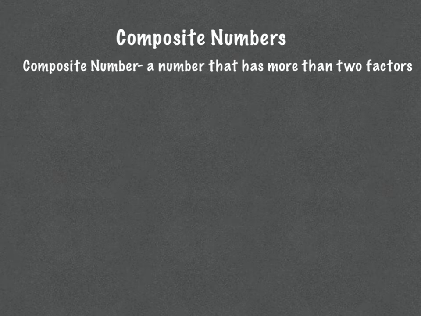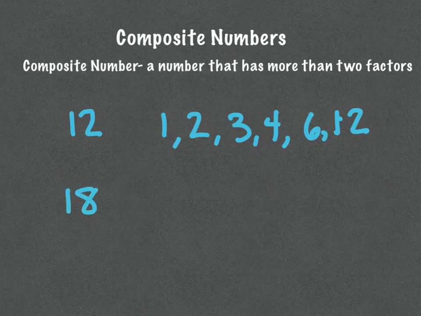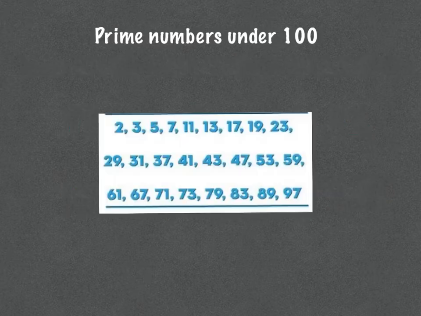So we've talked about a lot of these in the last lesson when we talked about what a factor is. If we have a number like 12, when we do our factor list, we have 1 and 12, 2 and 6, and then 3 and 4. So you can see that 12 has a lot more than just two factors, right? If we did 18, we'd have 1 and 18, 2 and 9, and 3 and 6. So those are all composite numbers. Whenever you have more than two factors, that number is composite.